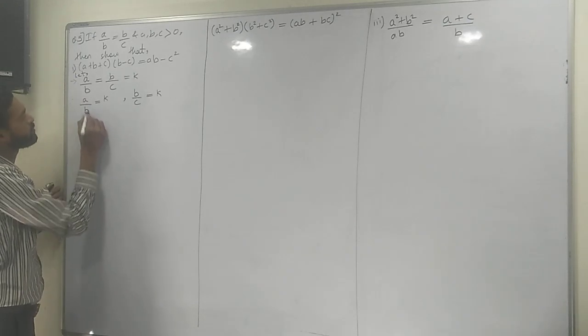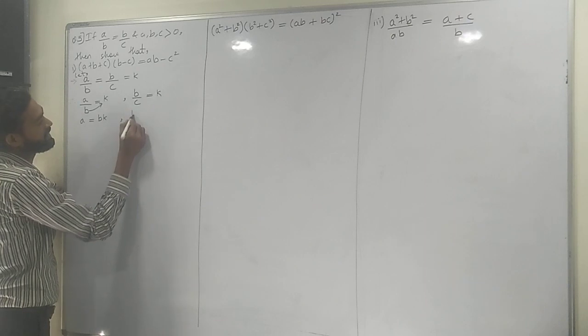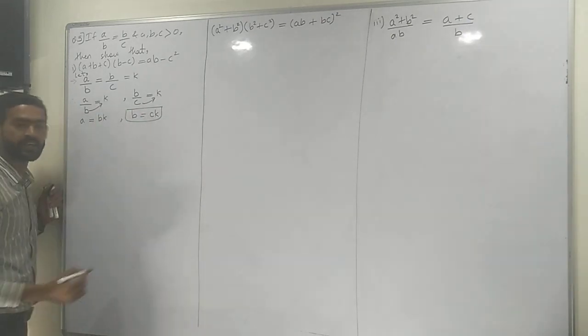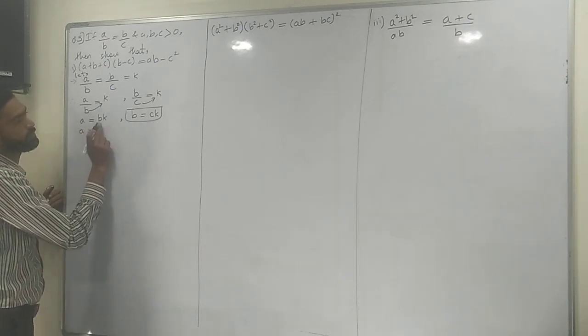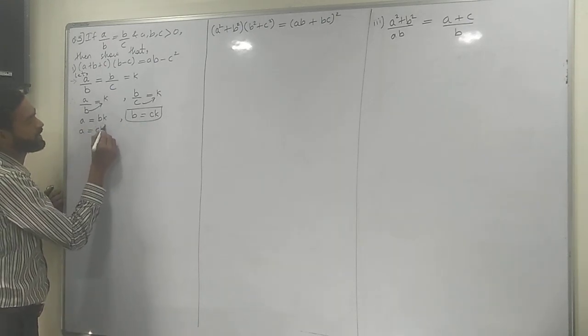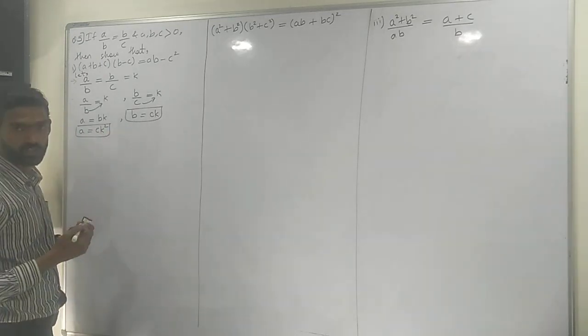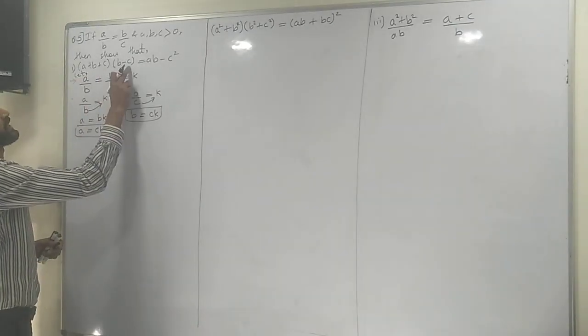So here my A is what? A is BK. And here my B is what? B is CK. So I can substitute this value here. Yes. My B is CK, one more K here, so A is CK square. These are two values we got here. Okay? Now, what do I need to prove? This I need to prove.